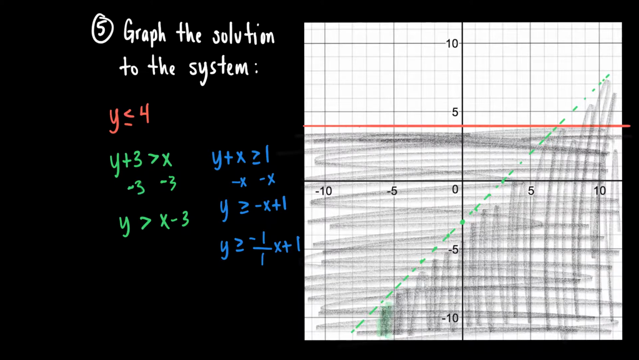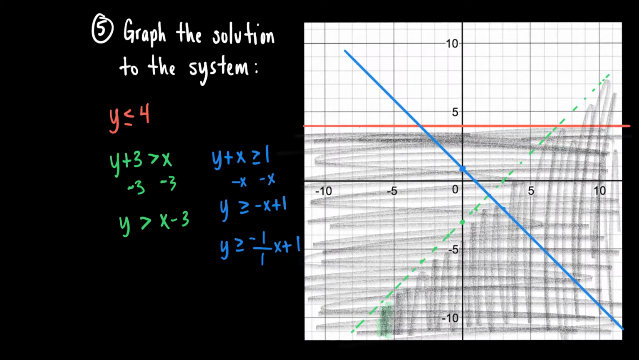So we'll go over to plus 1, put a point, and then we're going to go down 1, right 1, down 1, right 1, down 1, right 1, up 1, left 1, up 1, left 1, up 1, left 1. And that's going to be a solid line because it's greater than or equal to. So let's go ahead and draw that in. And then we're going to shade above that. So here comes our blue solid line, and we're going to shade above it. And let me grab the pencil here.